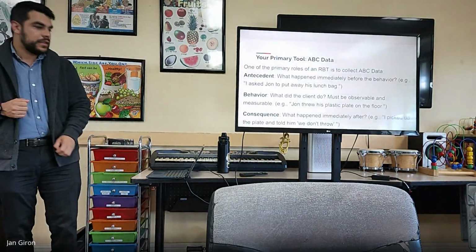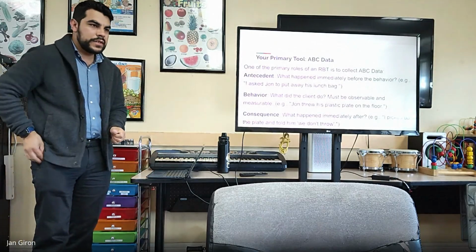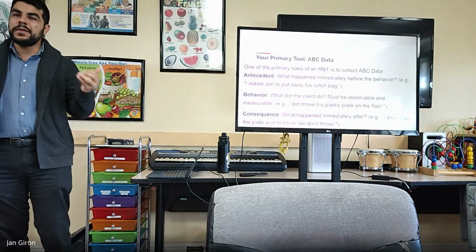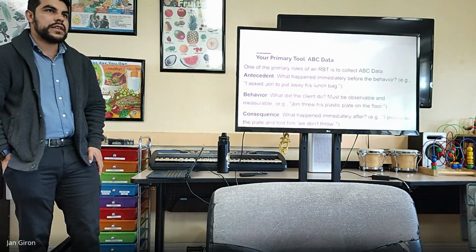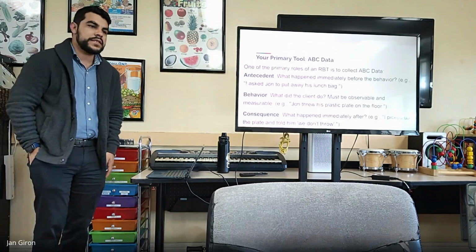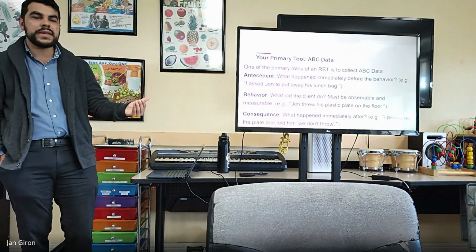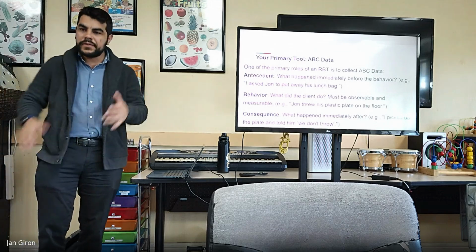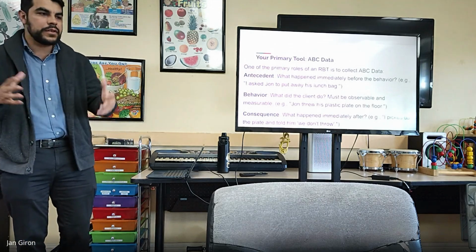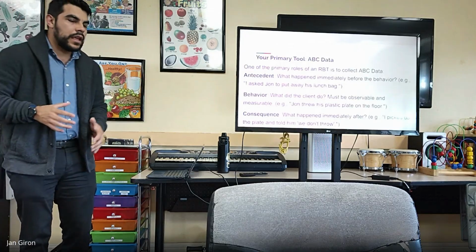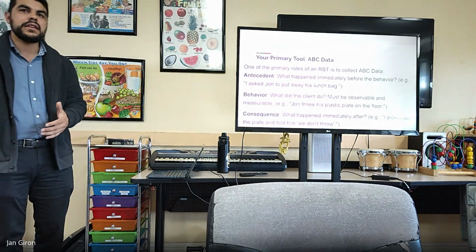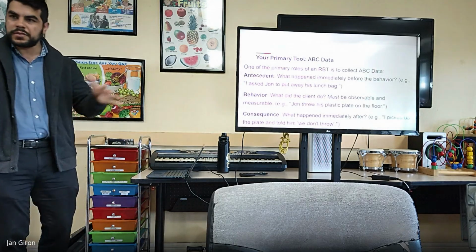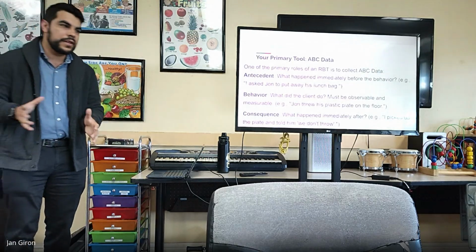Okay, this, again, is something we've discussed previously, ABC data collection. In order to identify the function of behavior, we have to see what happens before it, that being the antecedents. Then the behavior itself, what it looks like, the topography, or just the form of behavior, and the consequences. What happens immediately after? How does the environment or the individuals present respond to the behavior occurring?